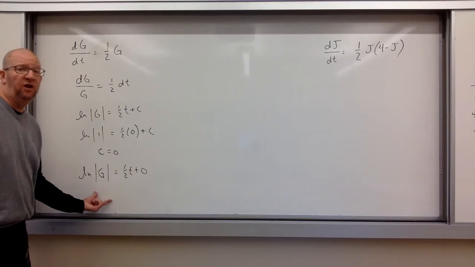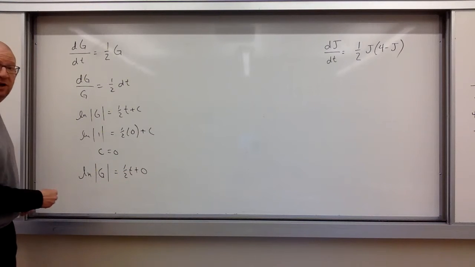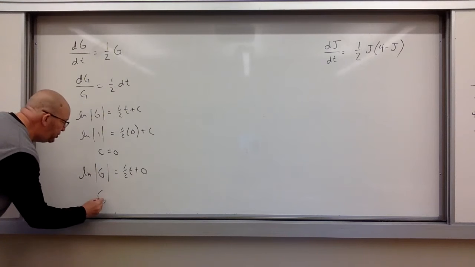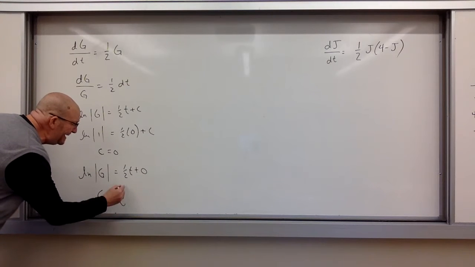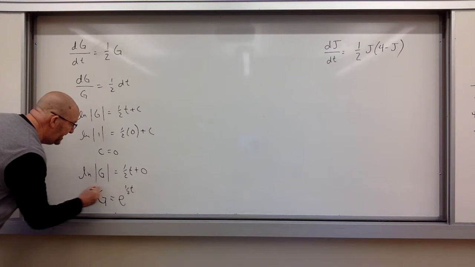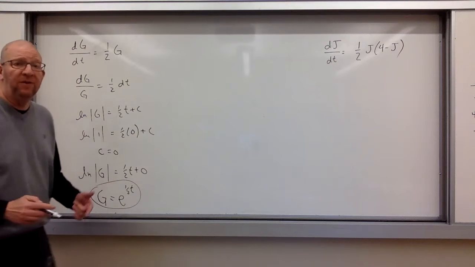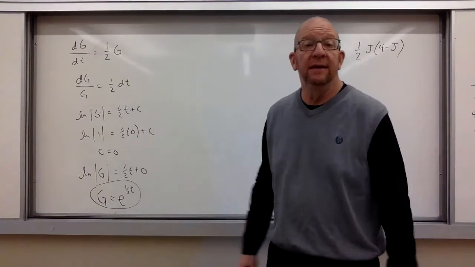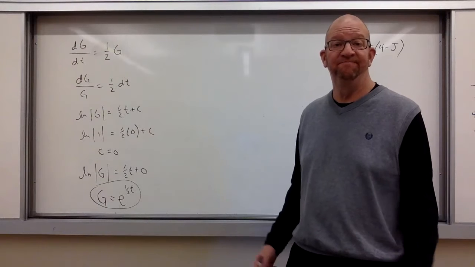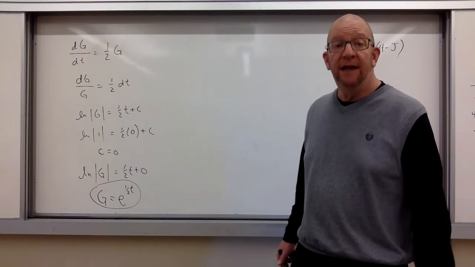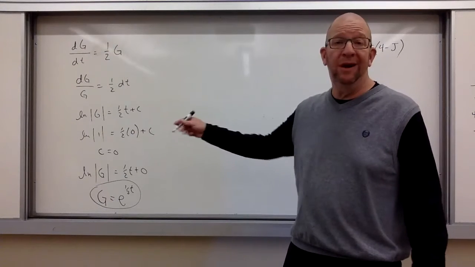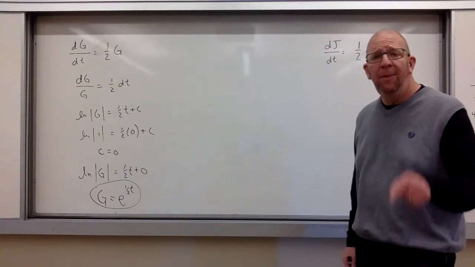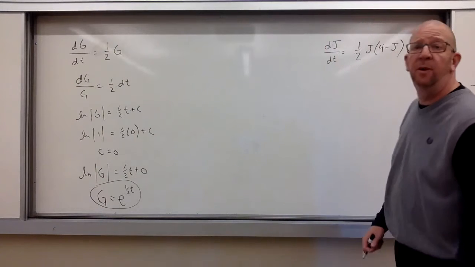Okay, now we're going to solve for g. So I'll just stay down here. g equals e to the 1/2 t. Now, I can get rid of the absolute value because e to the something is always positive. And that's that. Now, again, minimal work here. There's going to be a whole lot of work for the next one. But let's see how those points break down for that one.